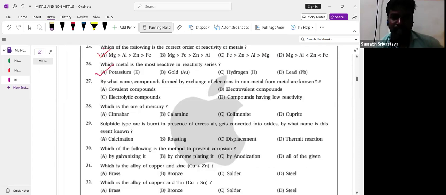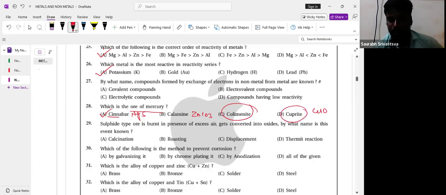Next, what is the name of the compound formed by exchange of electrons? This one we'll discuss later. And here, among the ores, HgS is the ore of mercury, cinnabar. Calamine means ZnCO3, and this is not mercury. Cuprite means CuO, so this is not an ore. So mercury ore is cinnabar. Next, sulfide type.